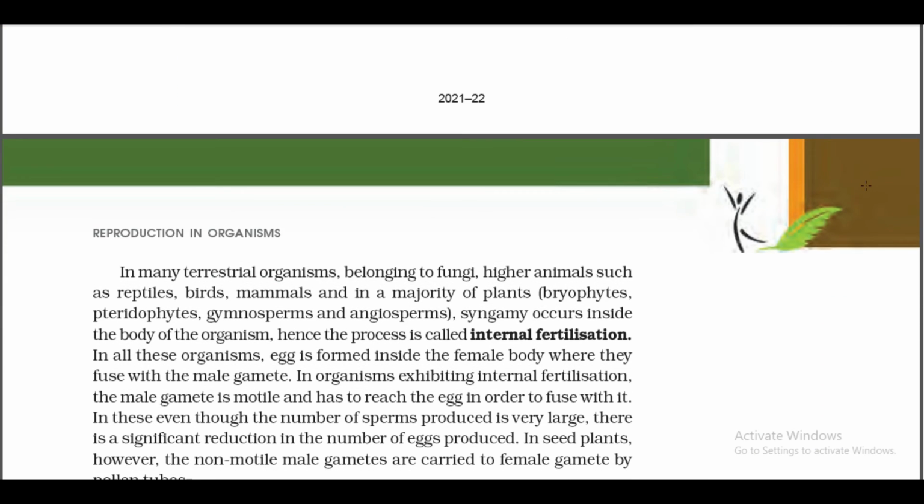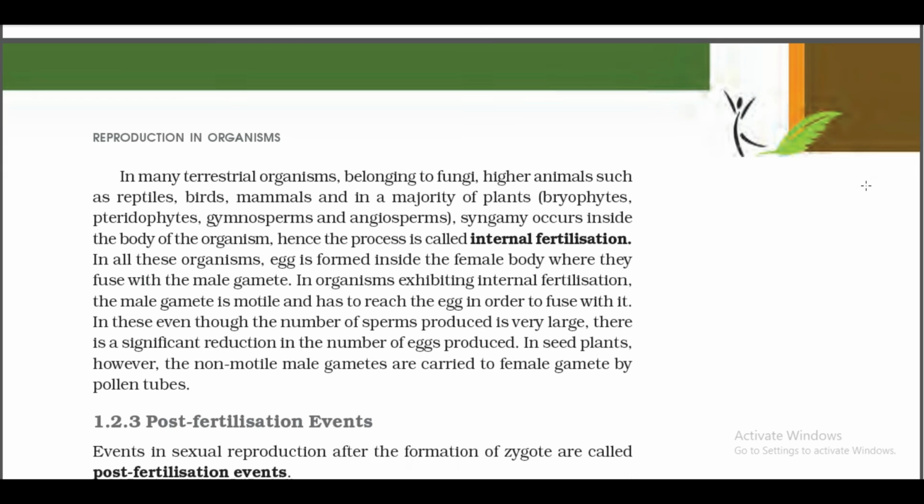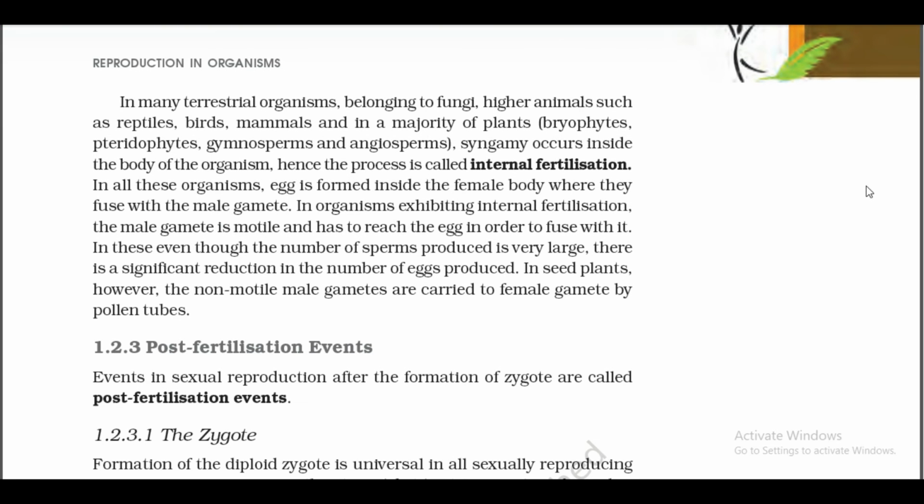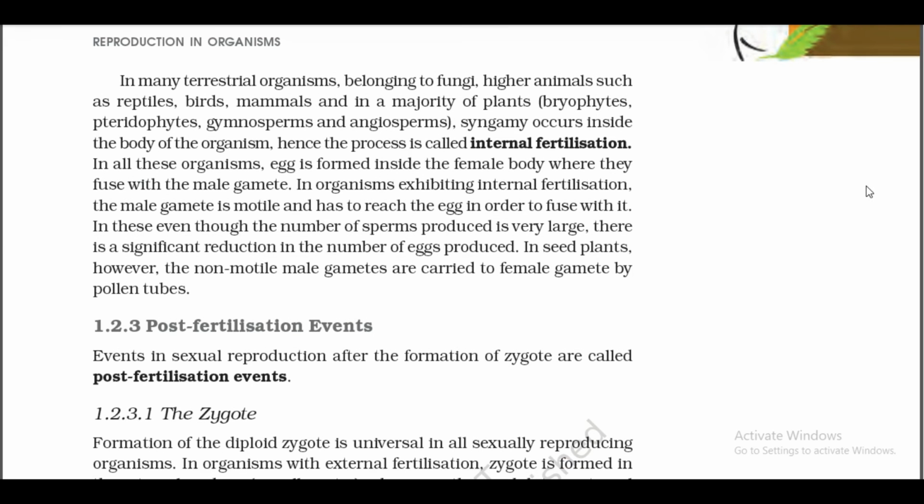A major disadvantage is that the offsprings are extremely vulnerable to predators, threatening their survival up to adulthood. In many terrestrial organisms belonging to fungi, higher animals such as reptiles, birds, mammals, and in a majority of plants (bryophytes, pteridophytes, gymnosperms, and angiosperms), syngamy occurs inside the body of the organism, hence the process is called internal fertilization. In all these organisms, egg is formed inside the female body where they fuse with the male gamete.